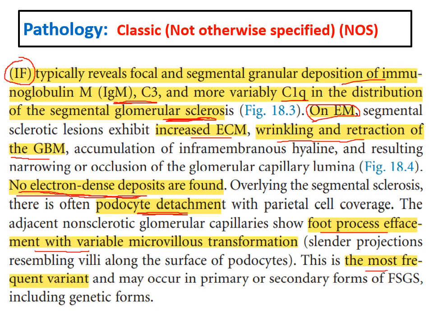And also, never forget that this variant is the most common variant. In light microscopy, it is characterized by increased extracellular matrix and hyalinosis. In immunofluorescence, we might find some IgM and C3 and sometimes C1q in areas of sclerosis. On electron microscopy, we find this increased matrix, and there is some retraction of the glomerular basement membrane, and there are no electron dense deposits.